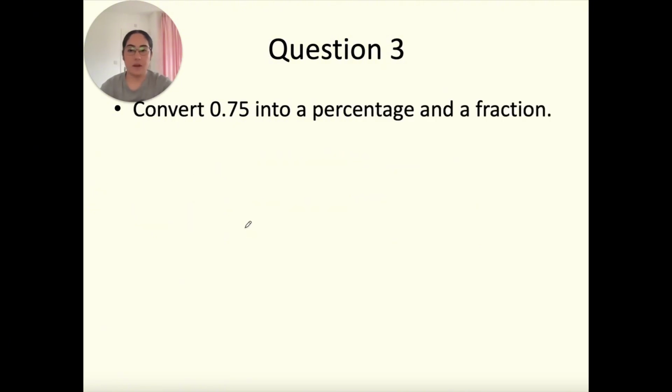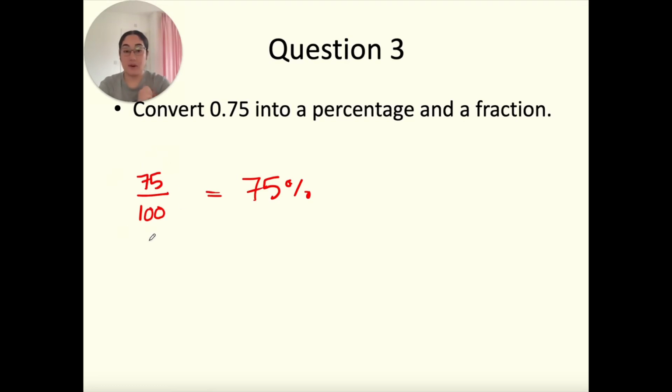Right, next we have a conversion question. It says convert 0.75 into a percentage and a fraction. Okay, so I'm going to turn it into a fraction first and then to a percentage. 0.75, we have two numbers after the decimal. I'm going to put 75 at the top. We have two numbers after the decimal, it means we're going to put 2 zeros in front of 1, so it's 75 over 100. And we know that percentage is a fraction of 100, so 75 over 100 is the same as 75%.